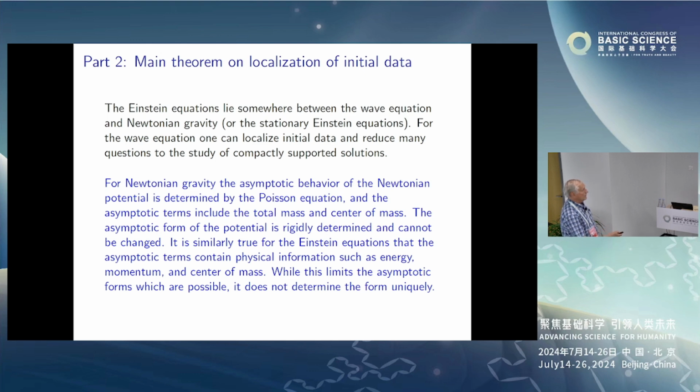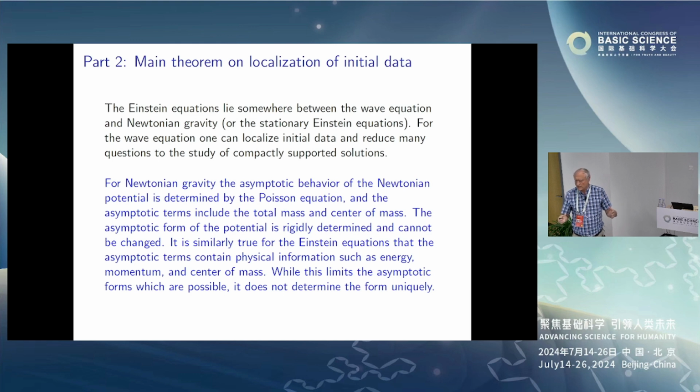Okay, and so actually, the thing that the Einstein equations have in common with Newtonian gravity is that embedded in the asymptotics near infinity are terms such as the energy, momentum, center of mass, and angular momentum, if that's non-zero. While these limit the asymptotic forms which are possible, there is still lots of flexibility for the initial data for the Einstein equation.